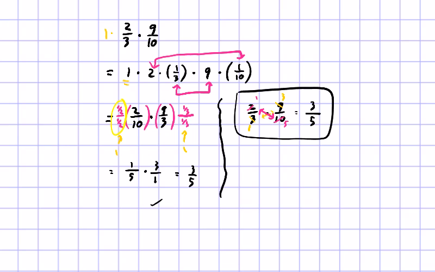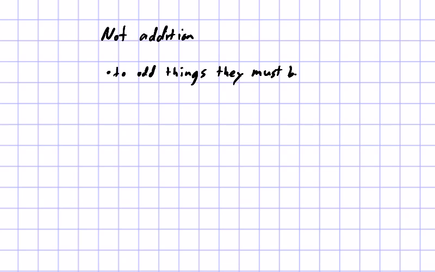Now let me just note a couple of things about multiplication. Multiplication is not addition. I think that's fairly obvious. In fact, multiplication is much easier. When we add things, they must be like each other. So when we're dealing with fractions, you must add halves to halves and thirds to thirds. So to add things, they must be like each other.